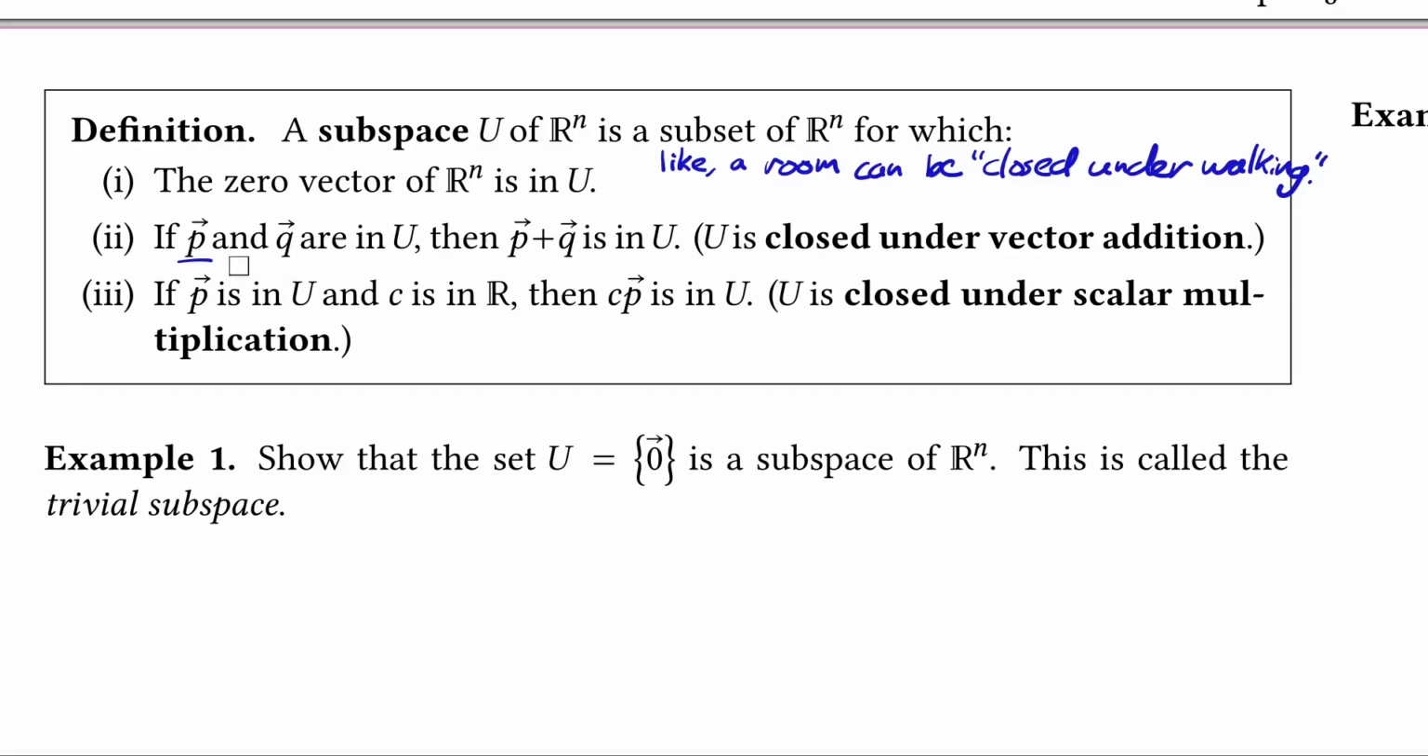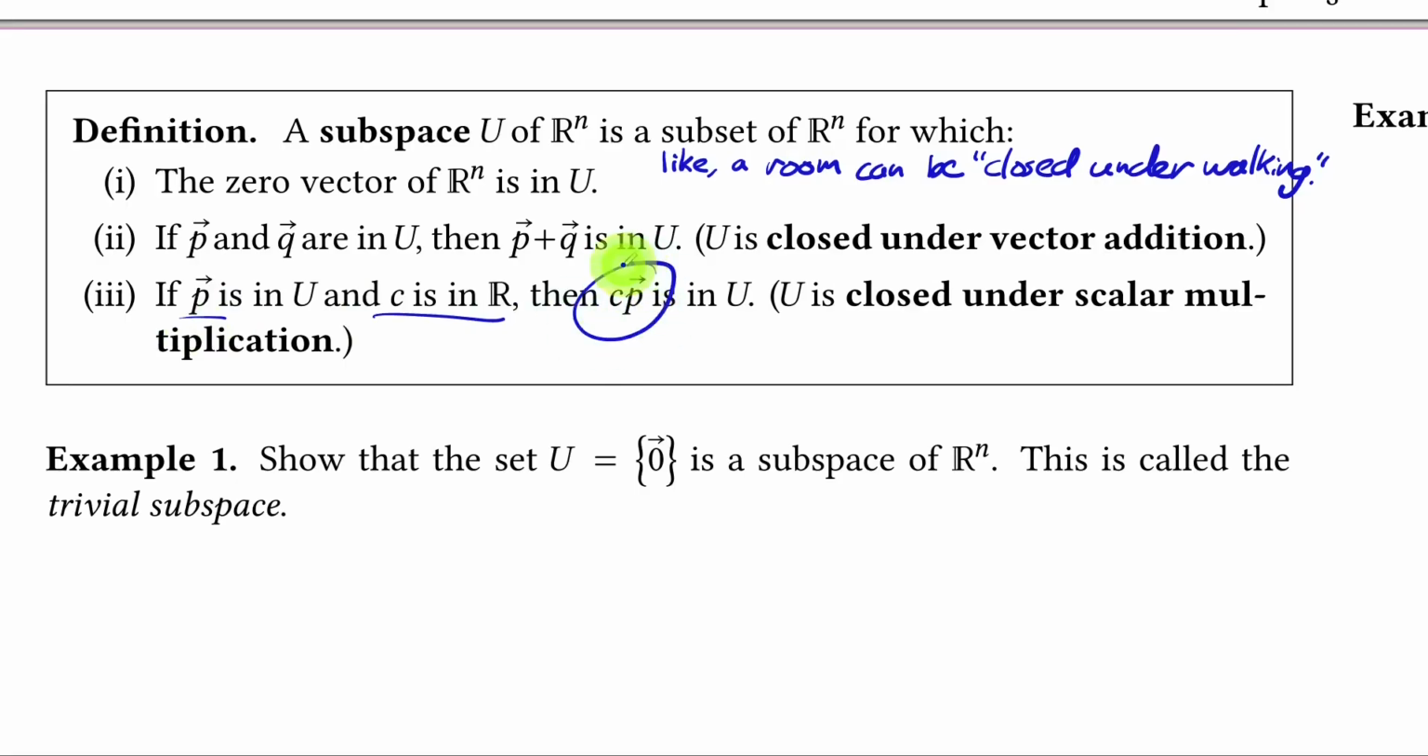Same idea with property 3, but with scalar multiplication. If you have any vector in U and any scalar, then the product of that vector and scalar needs to also be in U. So you cannot get out of the subspace U by multiplying vectors by scalars. So we say it's closed under the operation of scalar multiplication.